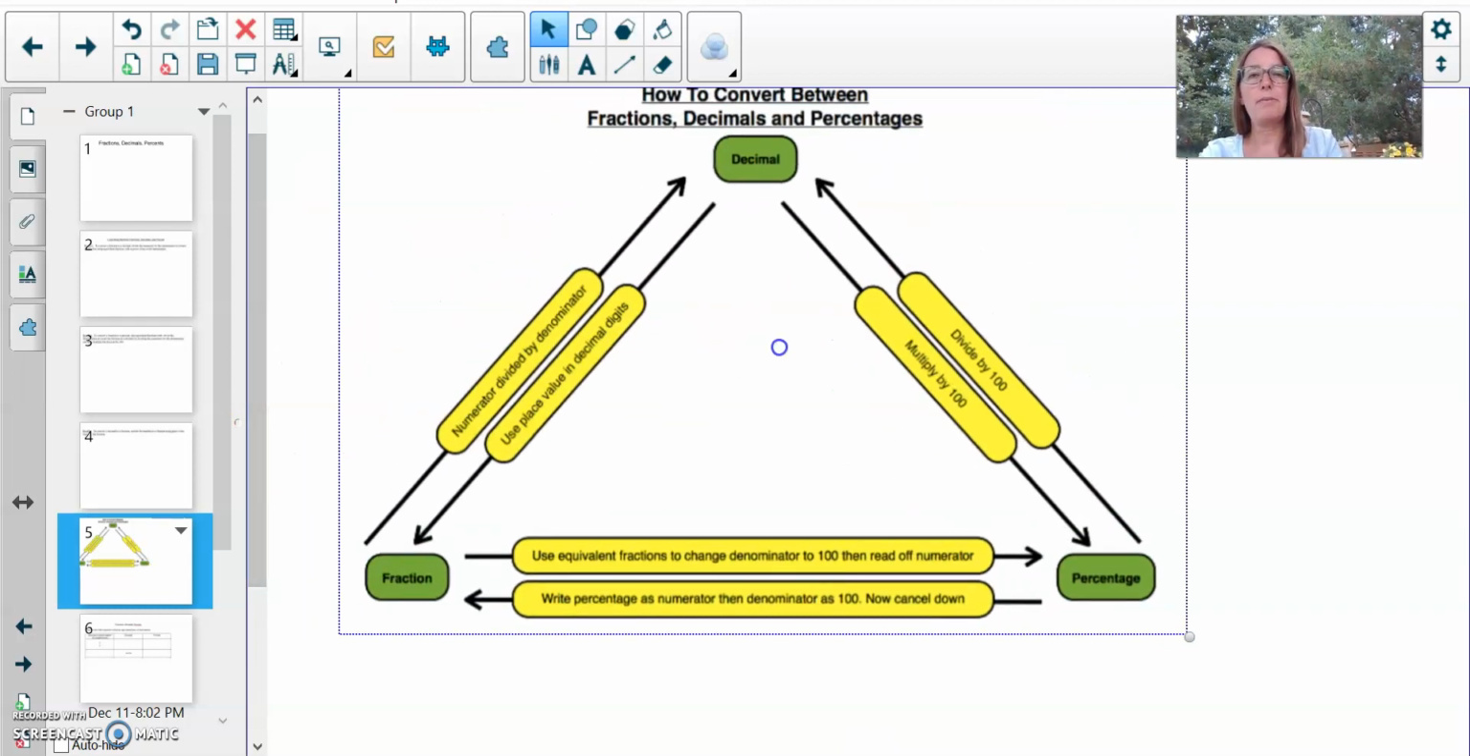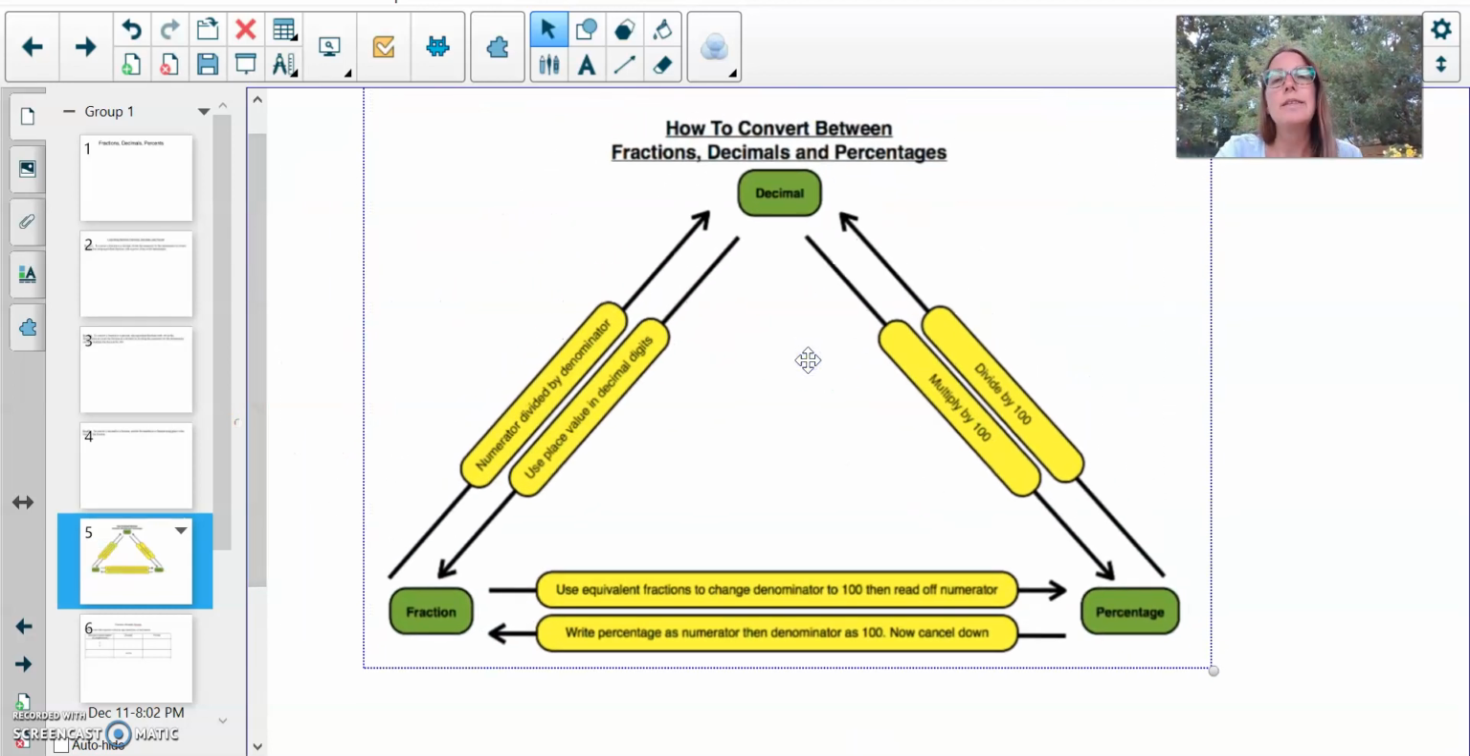Okay, and you should be familiar with a lot of these already. So if we're going from a fraction to a decimal, you divide the numerator by the denominator. If you're going from the decimal to a fraction, you use place value in the decimal digits. To go from a decimal to a percent, you multiply the decimal by 100. To go from a percent to a decimal, you divide the percent by 100.